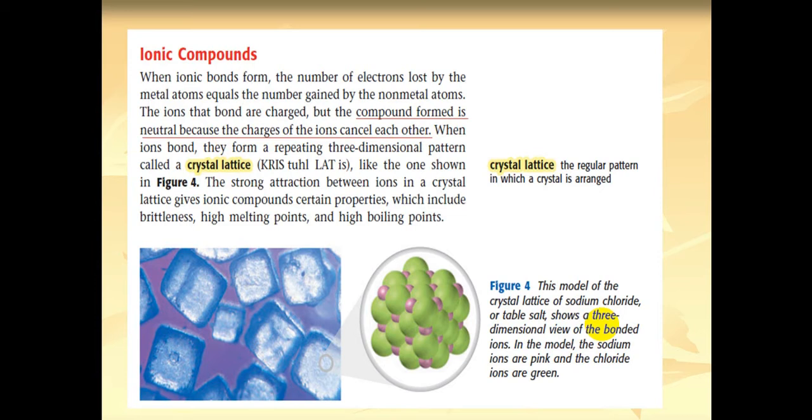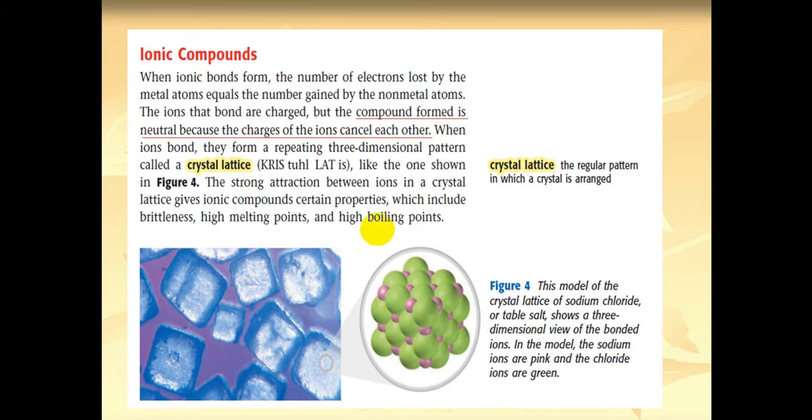When ions bond, they form a repeating three-dimensional shape or pattern called a crystal lattice. Like the one shown in the picture, most ionic compounds form crystal shapes like this, tiny crystals. And in this shape they are repeating in a regular pattern. This is called the crystal lattice.